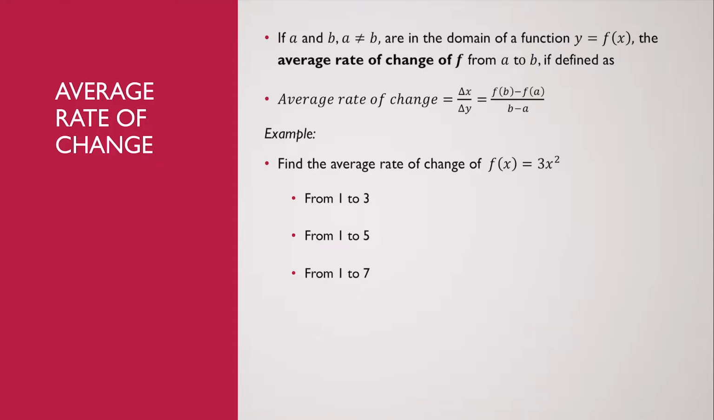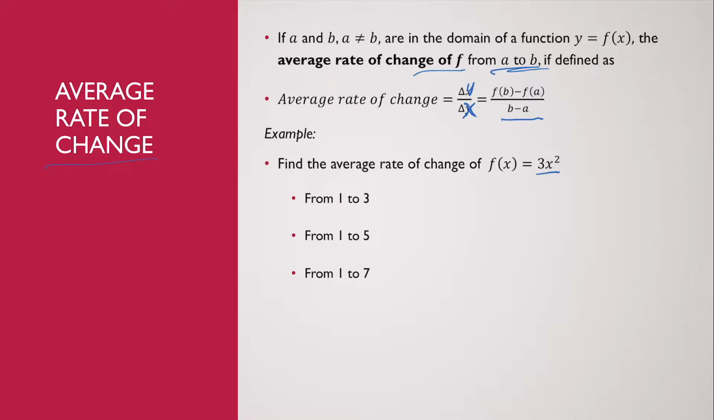The next topic we're going to discuss is the average rate of change. If a and b are two numbers in the domain and they aren't equal, then we calculate the average rate of change of f from a to b as the change in y over the change in x, which would be f of b minus f of a over b minus a. We've also heard this referred to as the slope when we have a linear equation, but when we do not, it's the average rate of change.